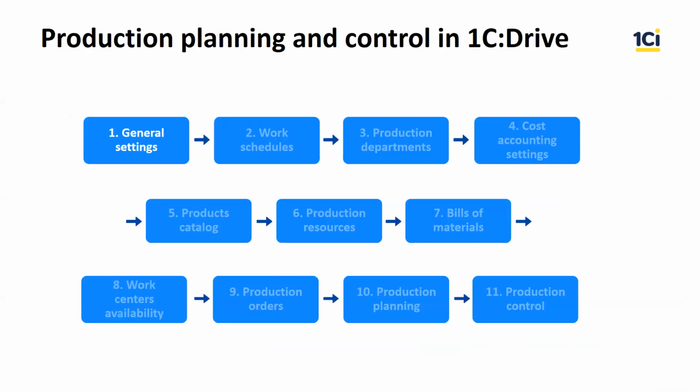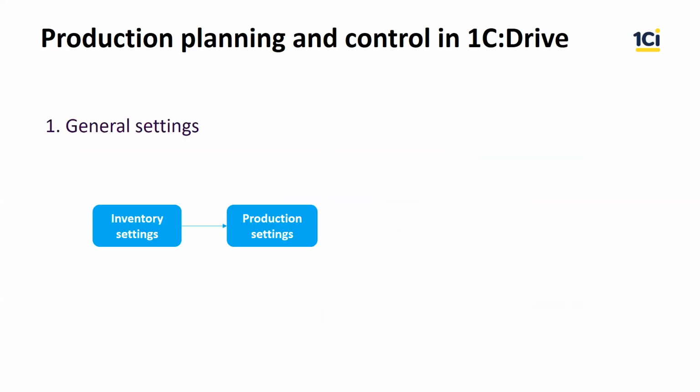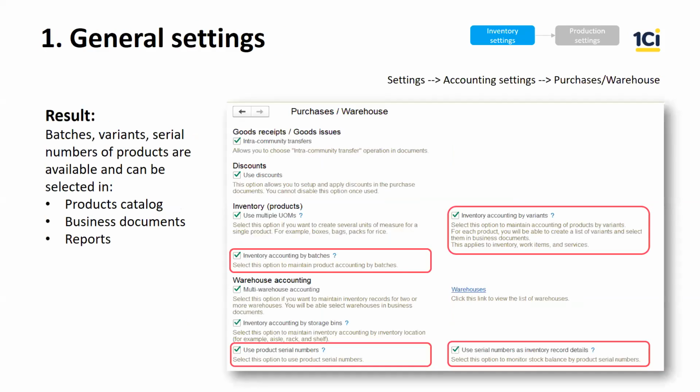So the first step is about general settings. And we'll cover inventory settings and production settings. Inventory settings can be found following the route up here: settings, accounting settings, purchases warehouse module. Here you might choose many options, but of a particular interest, usually inventory count by batches, by variants, and serial numbers. Once you use these options, you can immediately see them in catalogs and in business documents. If you do not need some of those options, just do not select them. They are always available to you. Select them when there is a business need for that kind of functionality.